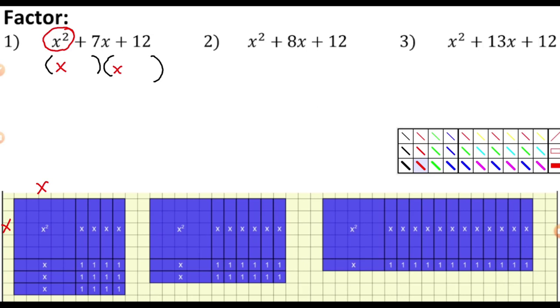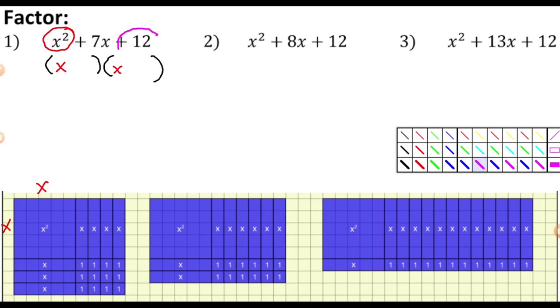Perfect. Now the next part, we need to think about the factors of 12. So what are the factors of 12? Well, let's do the same thing. I usually write these ones down. So for 12, I know I can get 1 times 12, that would be a factor. 2 times 6 would work. And 3 times 4. Perfect.